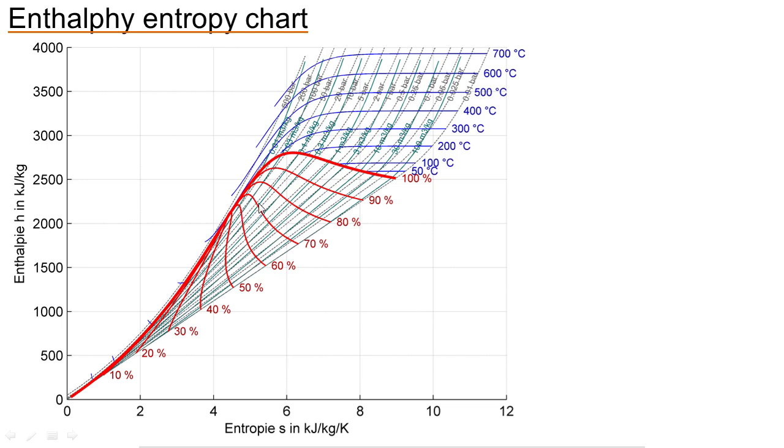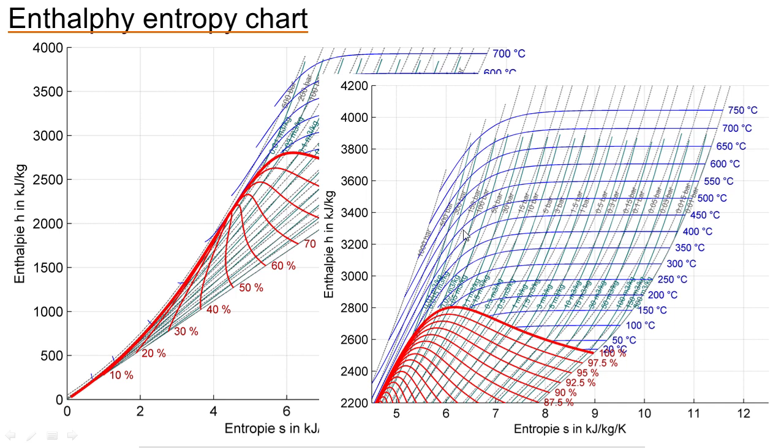We have these lines which show us how much steam is there in this saturated steam. We have the superheated steam here. We have lines of constant temperature now, and we have lines of constant pressure. This looks more complicated now. We can zoom in on this area here. This is how you may find these diagrams, or these charts.